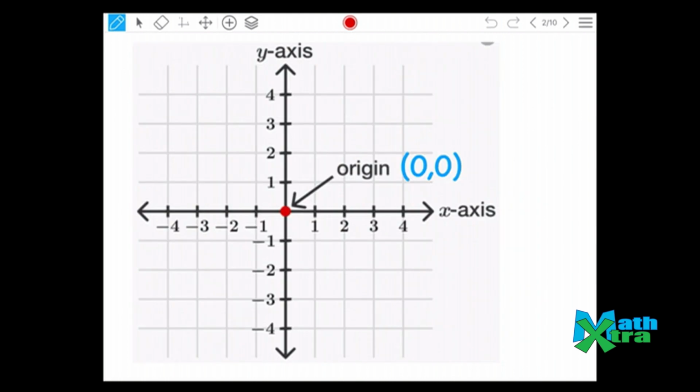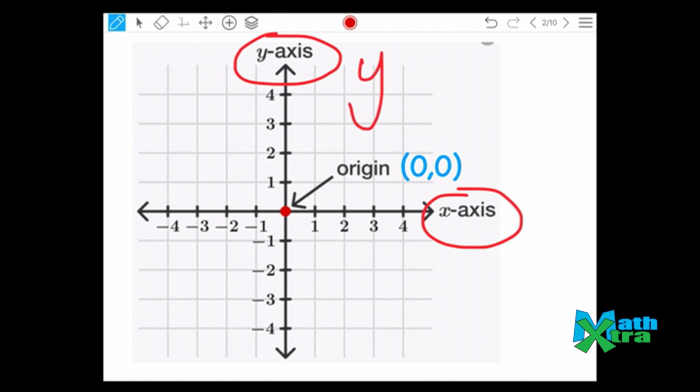So let's see. Some things you need to know about the coordinate grid are what's called the axes. So we've got both the y-axis and the x-axis. I want to tell you how to remember the difference between the two. The y-axis has a tail and it goes up and down, and the x-axis goes across. And it sounds like there's an x in across. So here's the tail on y, and here's the x on across.